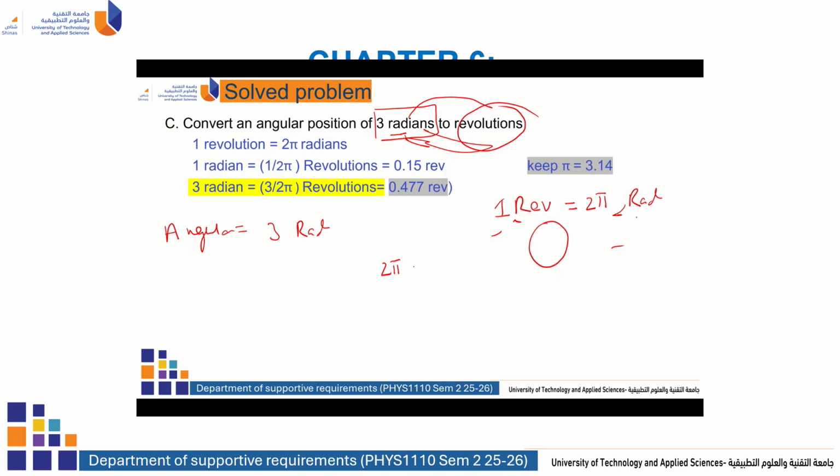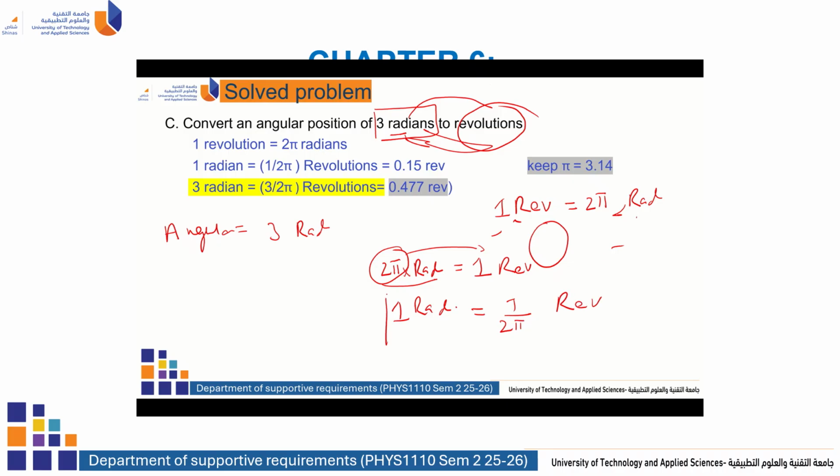So 2 pi radians equals one revolution. I want to find the value of 1 radian. So this 2 pi will go to the other side. Because it is multiplied here, it will go into the division on the other side. So 1 radian equals 1 over 2 pi of a revolution.